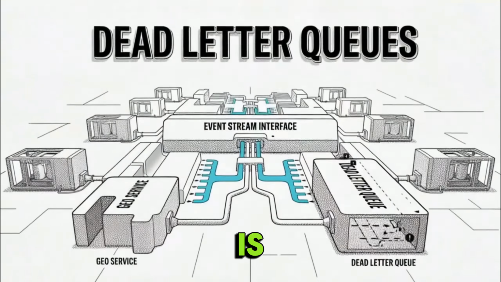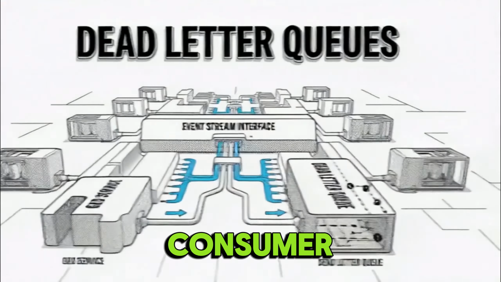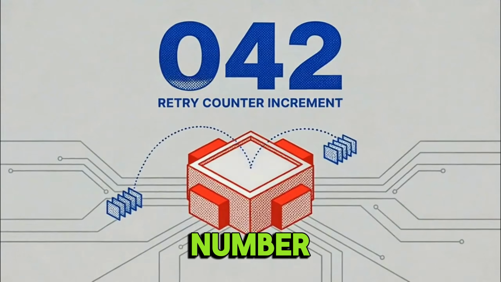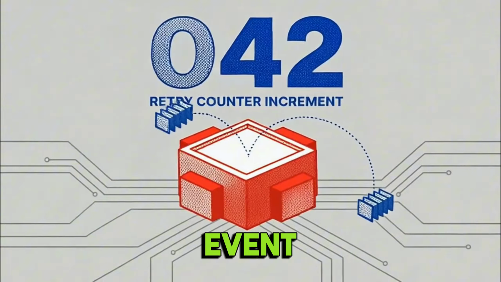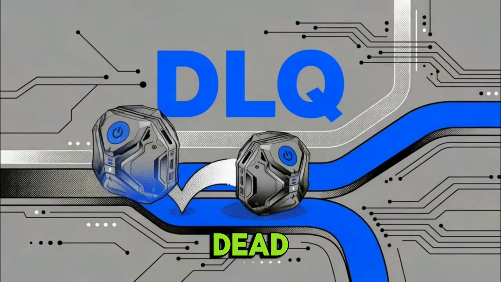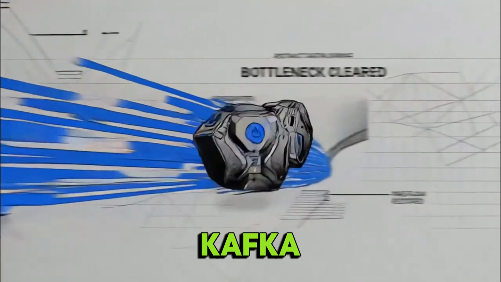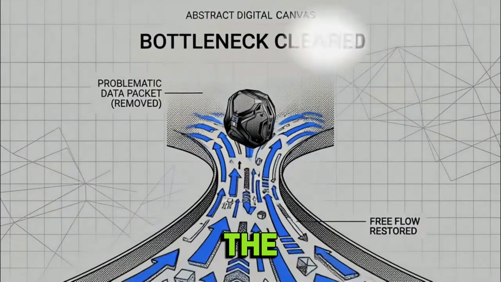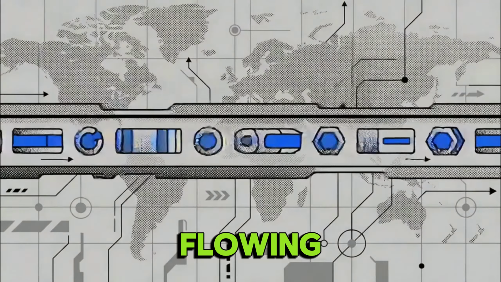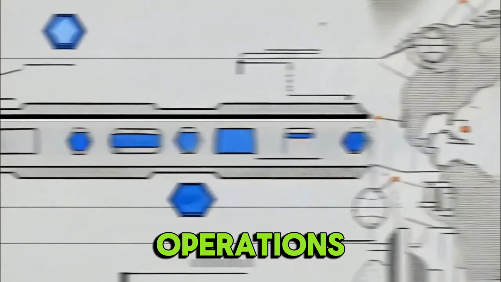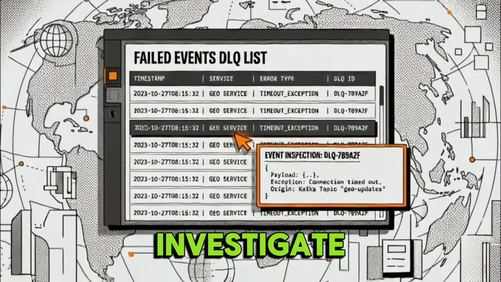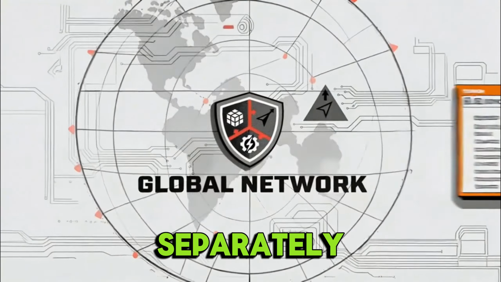The third pattern is dead letter queues. If a consumer fails to process a specific event after a configured number of retry attempts, that event is moved to a separate dead letter queue topic in Kafka. This prevents a single malformed or unexpected event from blocking the entire consumer indefinitely. The main event stream continues flowing without interruption. Operations teams monitor dead letter queues asynchronously and investigate failed events separately.